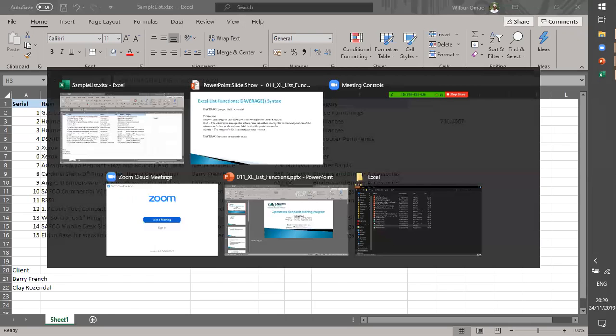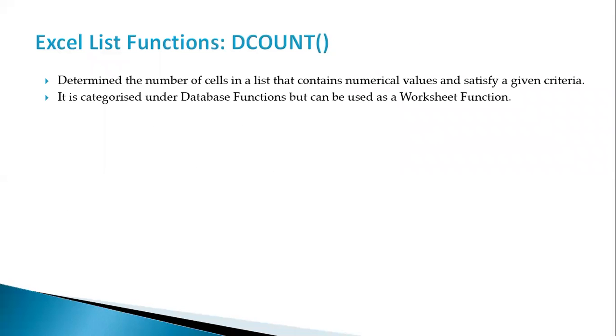And so the third function we look at is the dcount function. And the dcount function is used to determine the number of cells in a list or in a database that contain numerical values and that also satisfy a certain condition or a particular condition.